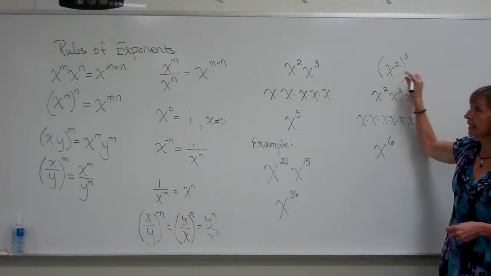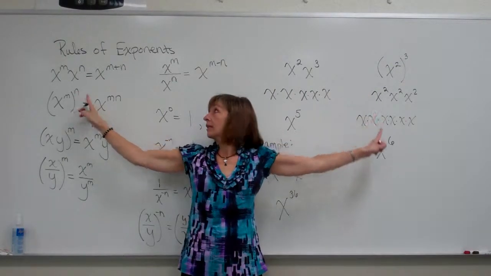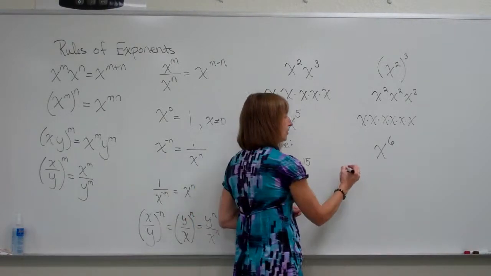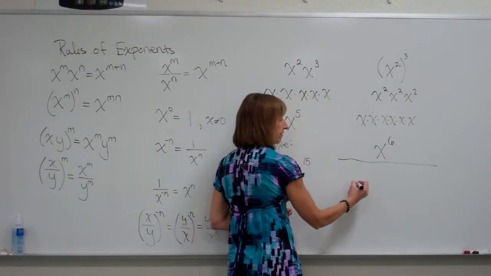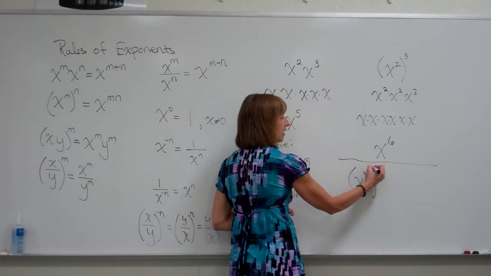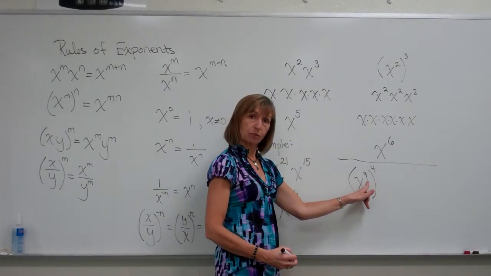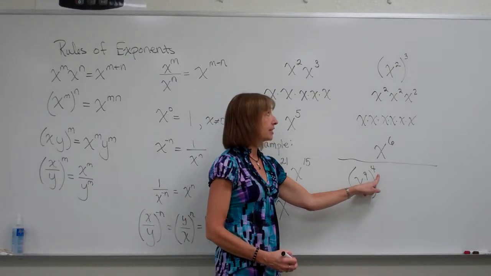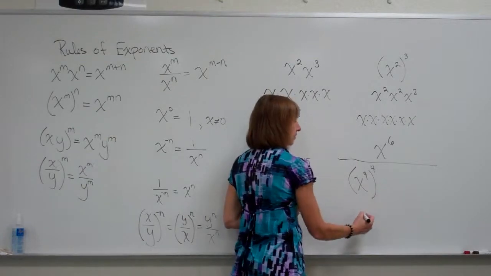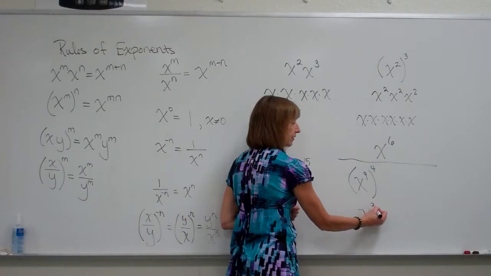So when the rule states that you're taking an exponential expression to yet another power, we keep the base and we multiply the exponents. So as another example, what if I have x to the 9th all to the fourth power? Well, this is an exponential expression to yet another power, and that's where we keep the base and multiply the exponents. So this will be a base of x, and 9 times 4 is 36.